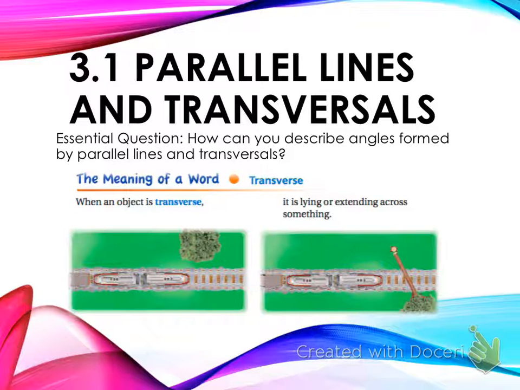This lesson is on 3.1, parallel lines and transversals. The essential question we have here is how can you describe angles formed by parallel lines and transversals? Now, what exactly is a transversal? Well, when an object is transverse, it is lying or extending across something.